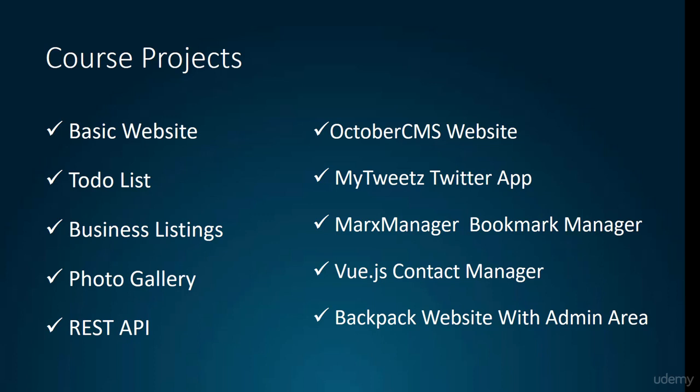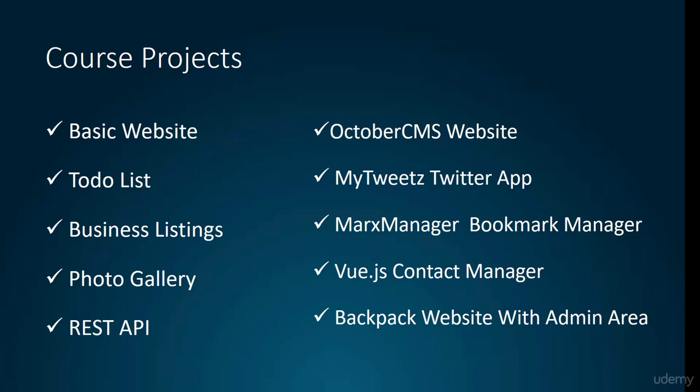Then we're going to build a website with something called October CMS, which is a content management system built on Laravel. I thought it would be interesting to take an existing production application built on Laravel and build a website with it. Then we'll be building an application called My Tweets, which will integrate with the Twitter API. We'll be able to post the tweets in our application as well as compose them.